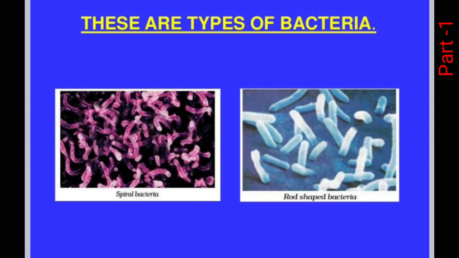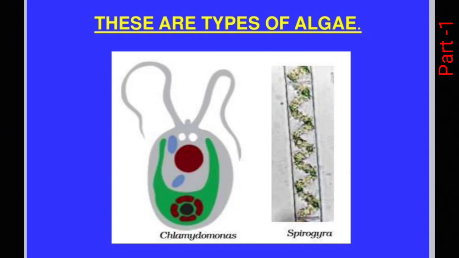So coming to next. Now these are the types of algae which you can observe. First is Chlamydomonas. This is how Chlamydomonas looks. And second is your Spirogyra. These are the two examples of algae. So, what type of reproduction takes place in Spirogyra? Please comment in the box which type of reproduction takes place in Spirogyra. Is it sexual or asexual, and of which type? If it is asexual, then which type? Please comment down.